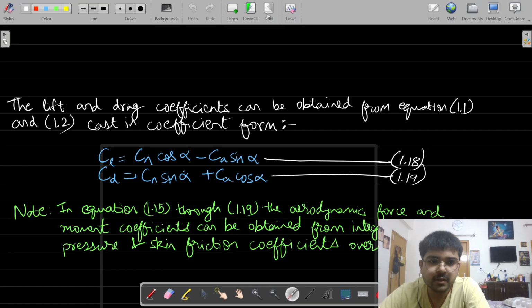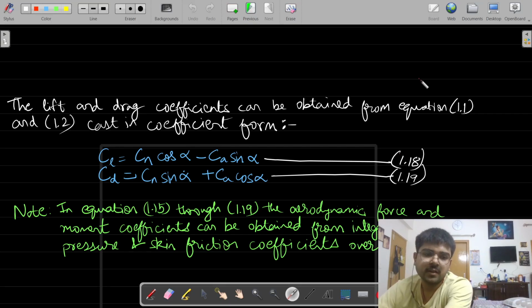Now moving forward, the lift and drag coefficients can be obtained from equations 1.1 and 1.2 cast in coefficient form. Thus they are written as Cl equal to Cn cos alpha minus Ca sin alpha, and Cd equal to Cn sin alpha plus Ca cos alpha. So these are equations 1.18 and 1.19.